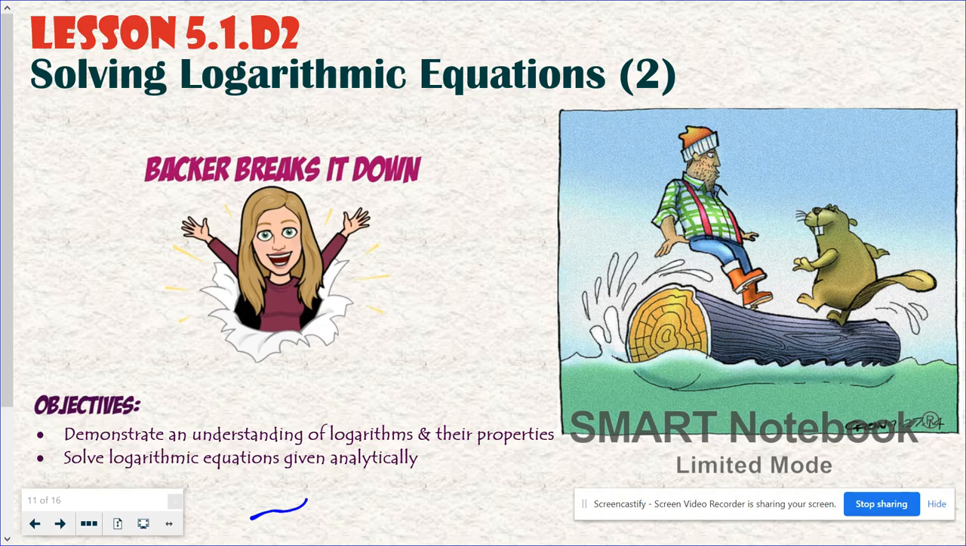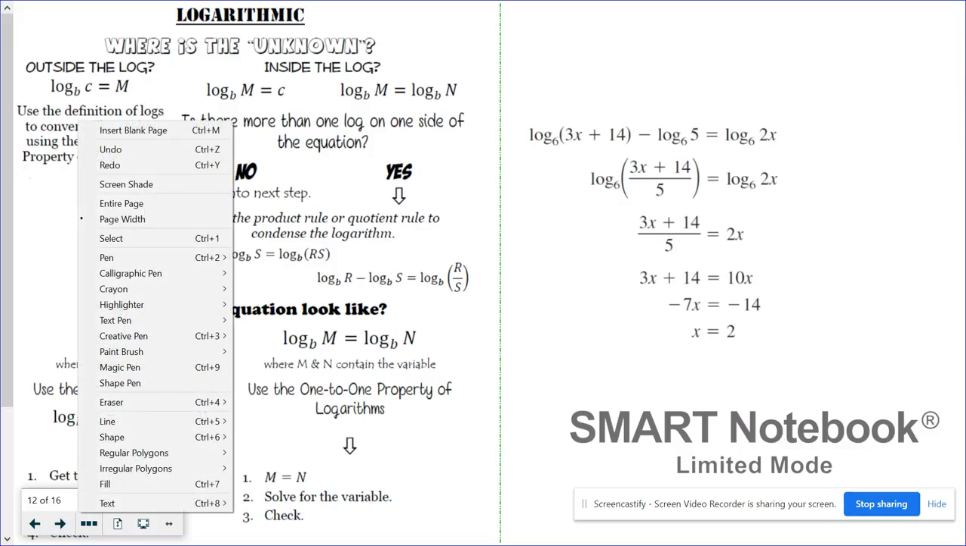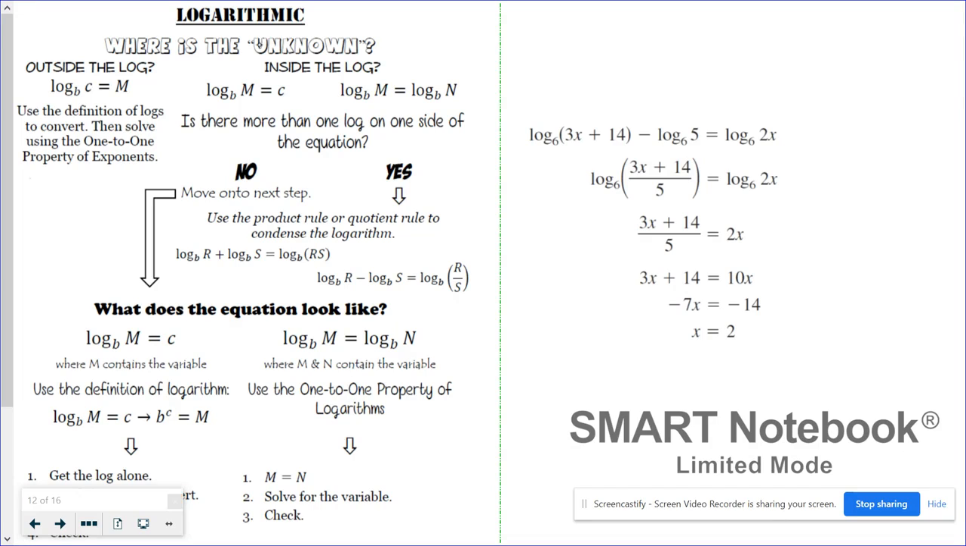In this episode, we continue to solve logarithmic equations. On your summary sheet, you have a flow chart that shows the methods of solving exponential and logarithmic equations. When it comes to these particular logarithmic equations, the unknown is inside of the logarithm. I mean the variable that you're solving is inside the logarithm.